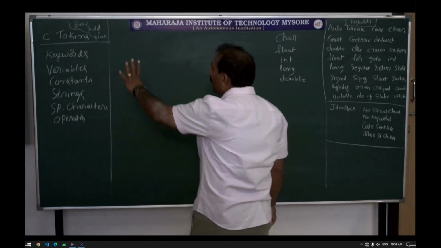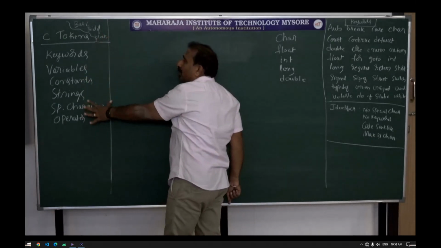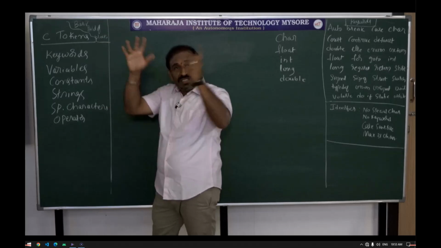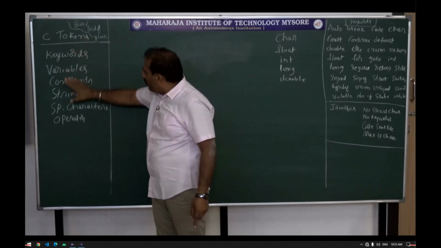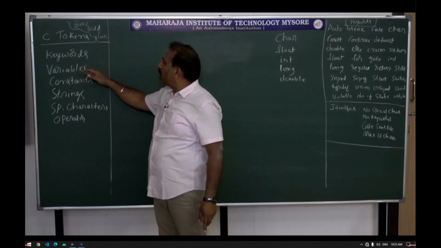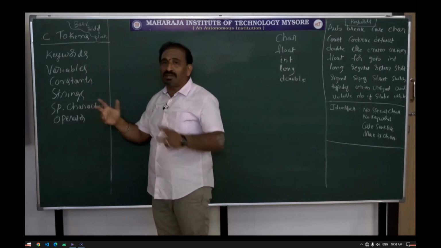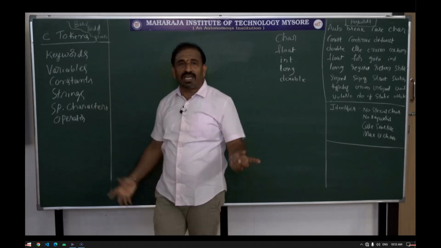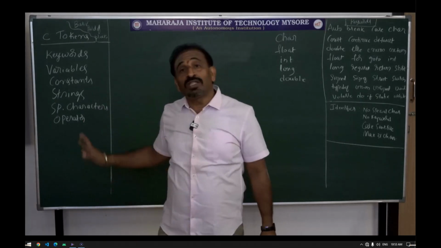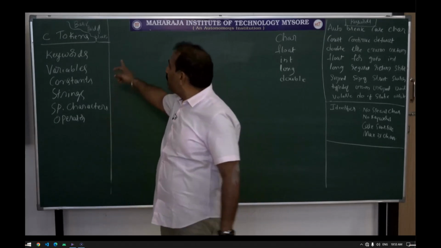Alright. So, these are called C tokens. It means these are the building blocks. If you consider any program, it will be made of one of these only. So, it will be by using keywords or some variables and constants or some operations, some special characters, some strings, in any of these combinations only. So, nothing beyond this. Okay. We will see them one by one.